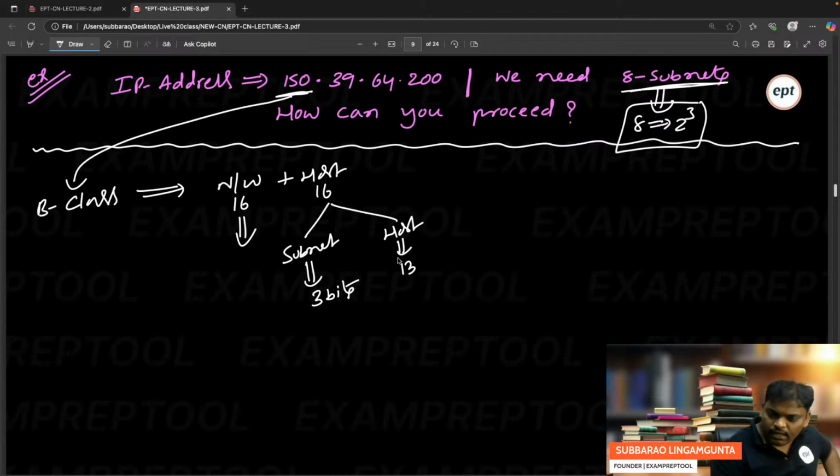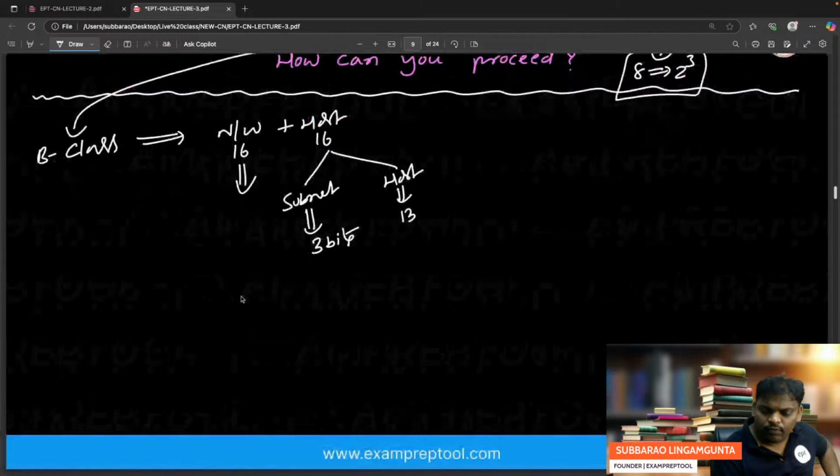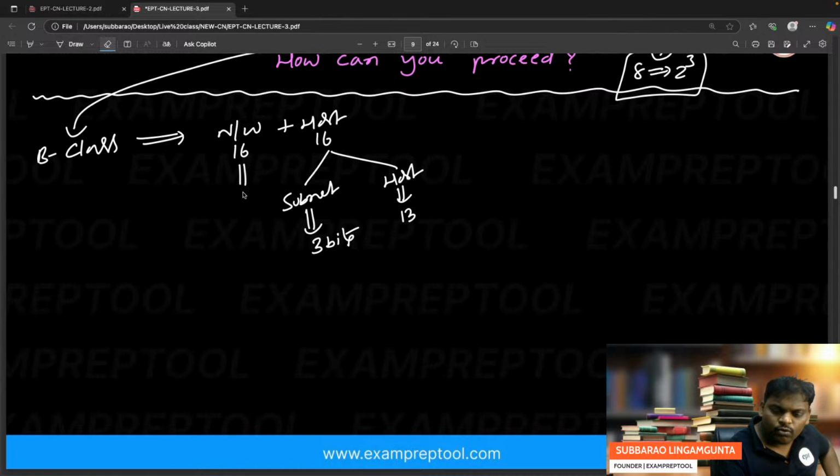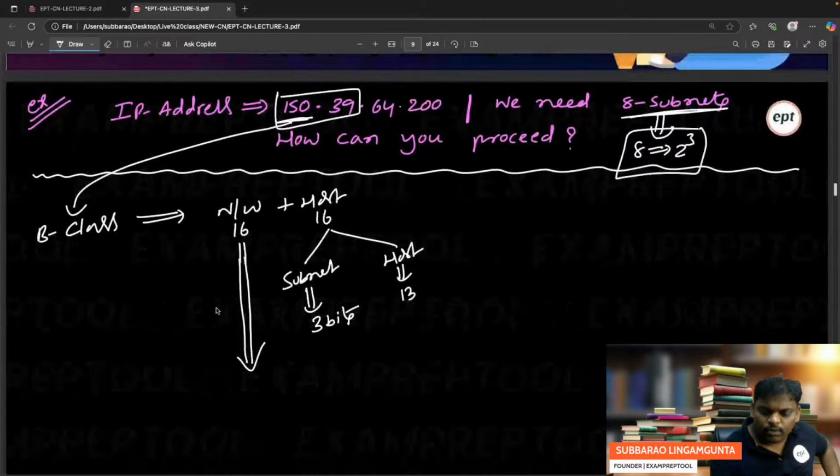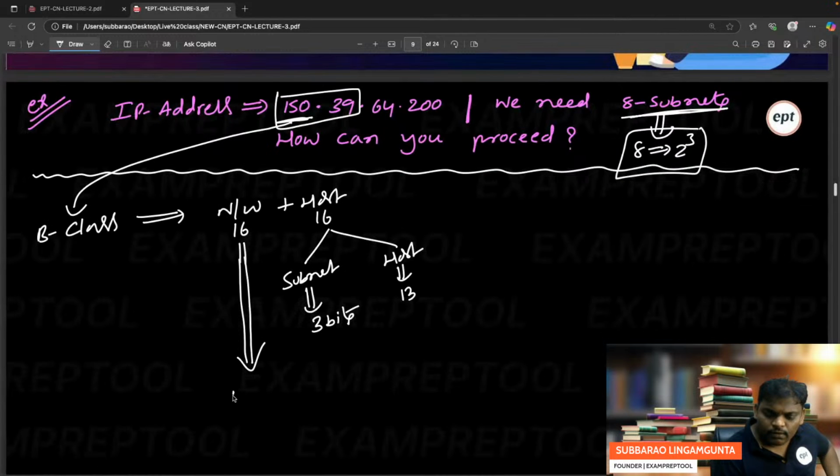Now the IP is already given, 150.39. So network area no change. Remember, network area no change. Network area as it is. So it is going to be 150.39, network area the same.